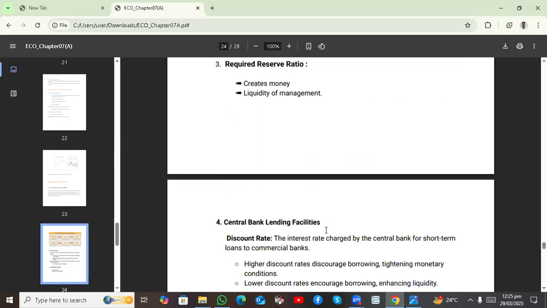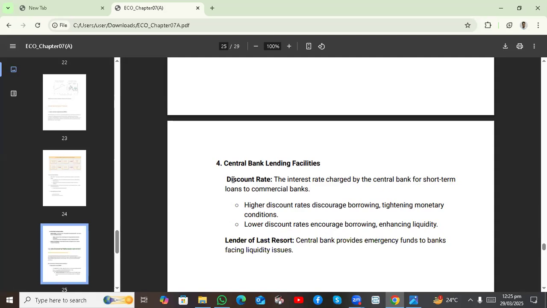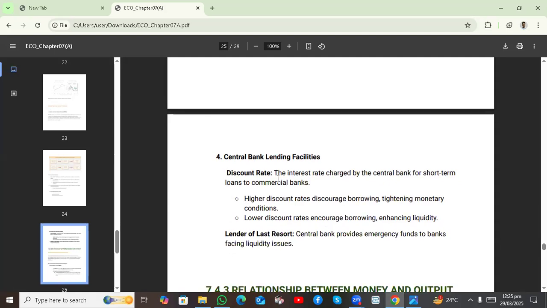Central bank lending facilities, like discount rate and lender of last resort. The discount rate is the interest rate charged by the central bank for short-term loans to commercial banks. Higher discount rates discourage borrowing, tightening monetary conditions. Lower discount rates encourage borrowing, enhancing liquidity. Under lender of last resort, central banks provide emergency funds to banks facing liquidity issues.